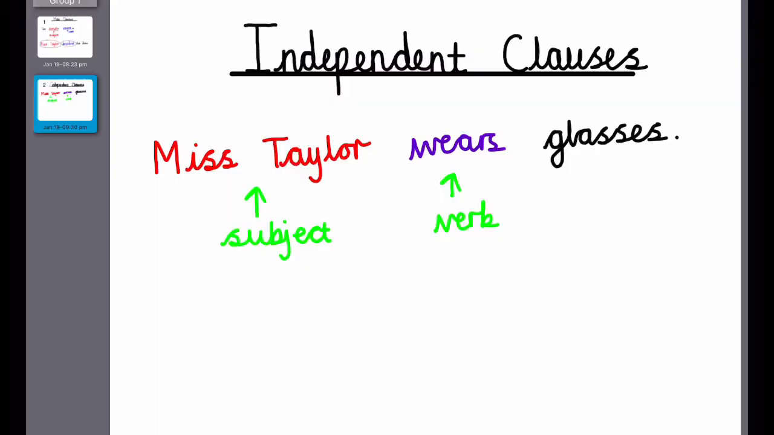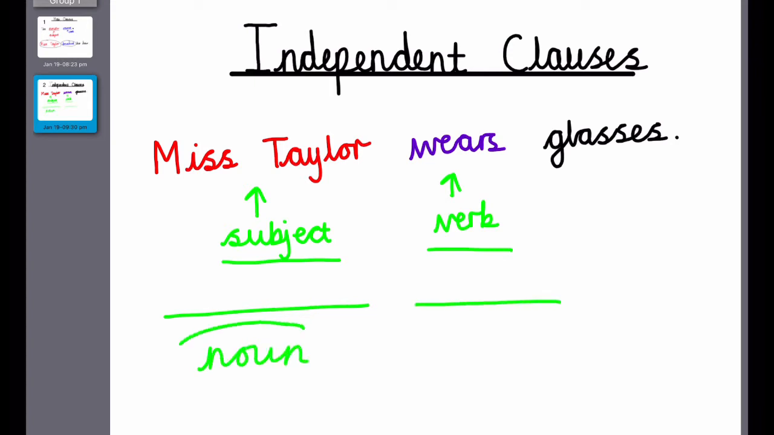Here is my independent clause. Miss Taylor wears glasses. Miss Taylor is the subject. Wears is the verb. On your piece of paper, can you write your own independent clause? Remember, it needs to have a subject, a noun, and a verb. The noun performs the verb.